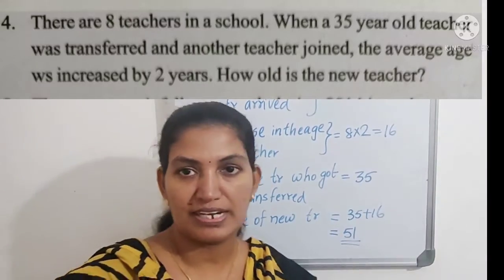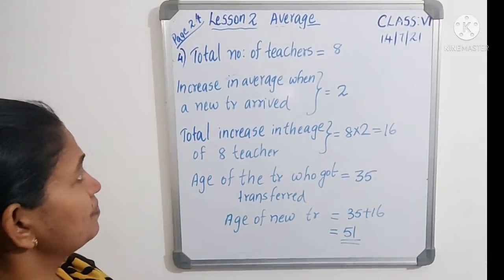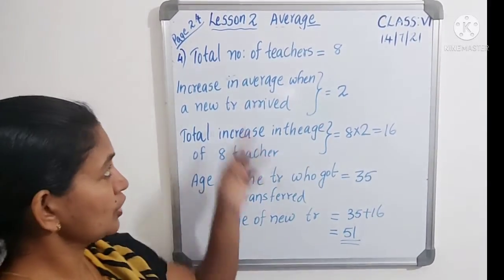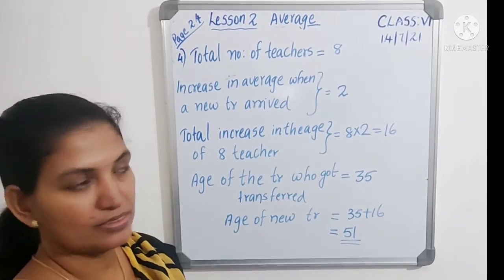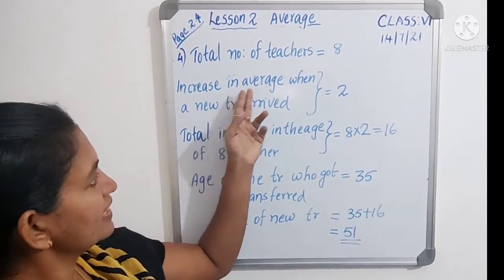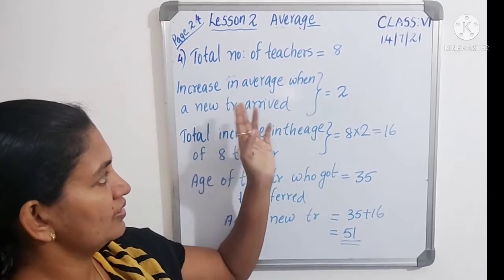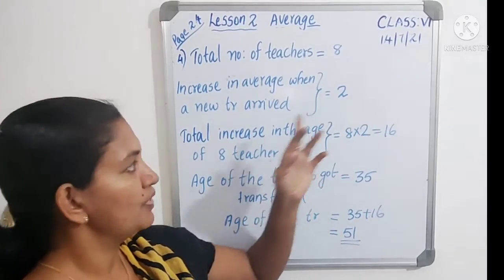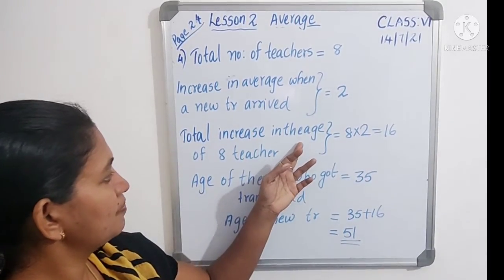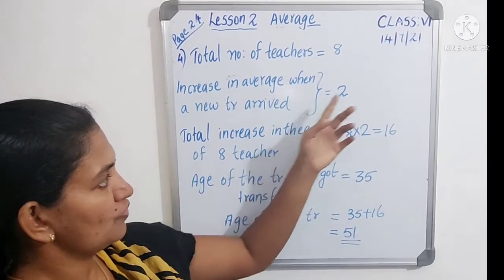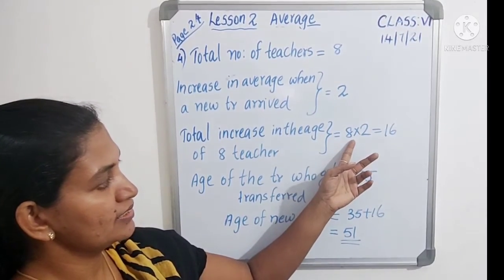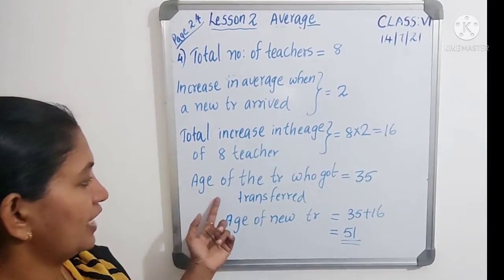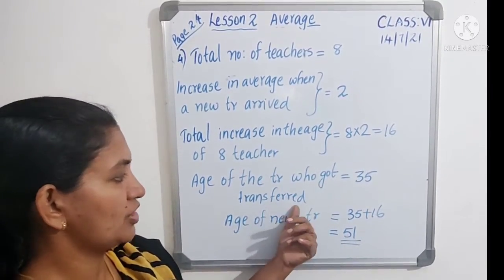Okay. First we will write the steps and find it. First, total number of teachers. Total number of teachers means 8. In the school there are 8 teachers. Then the increase in average when a new teacher arrived. It is given in the question that when the new teacher came, the average increased by 2. Next, total increase in the age of 8 teachers. So one new teacher came, so the total increase is 8 into 2, equal to 16.